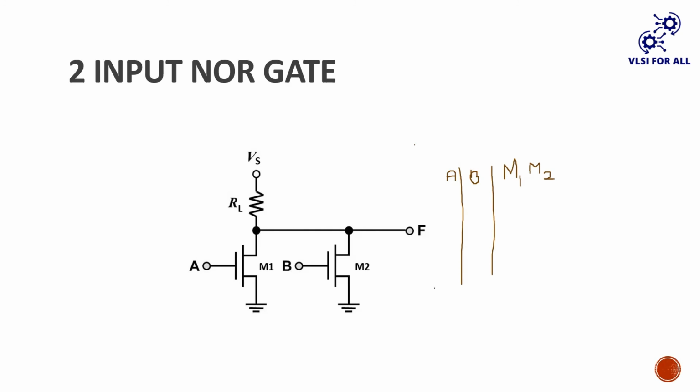NOR. Yeah, good, Mini. Keep it going. Now, team, as I told you, whenever the two MOSFETs are connected in parallel, it replicates OR operation. Because of the load resistor, you will get a complement because it is an inverter. So it is (A plus B) whole bar, a NOR gate.